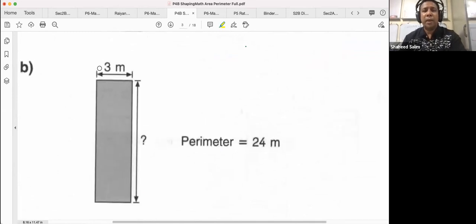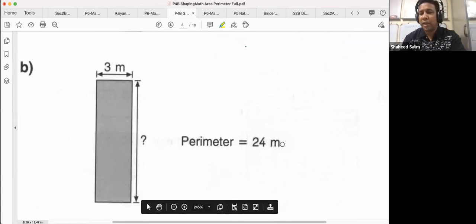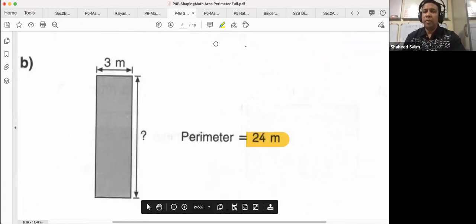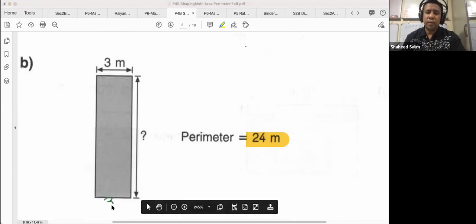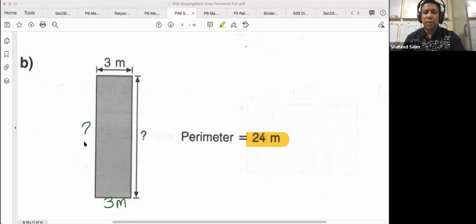Okay, we try now. Perimeter. This plus this plus this plus this is 24. They already give you the perimeter. They want you to find the length. Can you find the length? Okay, again, they give you, this is also 3. You do not know these two parts. How to do this?